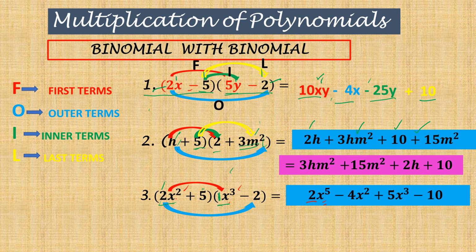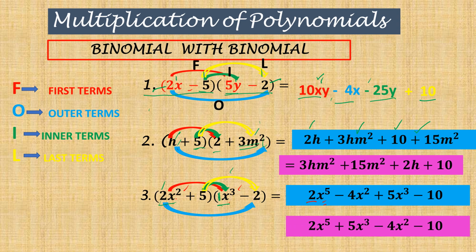After the first terms, we have the outer terms. 2 times 2x squared is equal to 4x squared, and then the two inner terms give us 5x cubed. The last two terms are positive 5 times negative 2, which will give you a negative 10. And then again, if you are asked to arrange them in descending order, we should have 2x to the power of 5 plus 5x cubed minus 4x squared minus 10.